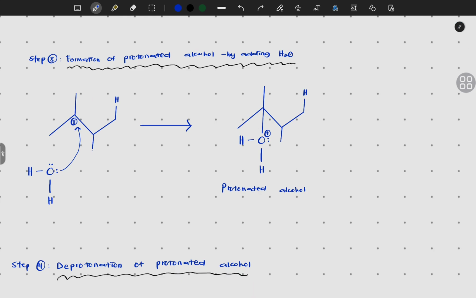Step 3, formation of protonated alcohol by adding water. Water is the nucleophile in this reaction. The water molecule attacks the positively charged carbon formed in the previous step using one of its lone pairs. This forms a new carbon-oxygen bond. The O atom bears a positive charge due to forming the new carbon-oxygen bond.